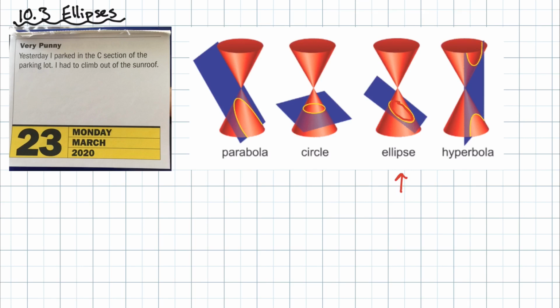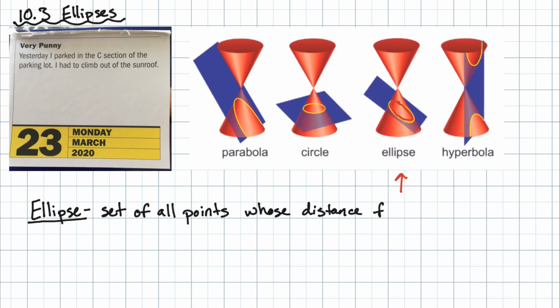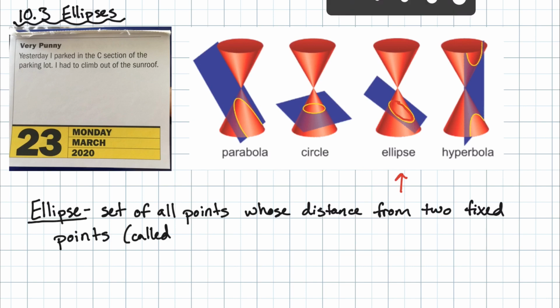So because we're talking about this not necessarily in a function setting, I want to give you a more geometrical definition of what an ellipse is. Ready for this? An ellipse is the set of all points whose distance from two fixed points, which are called the foci, or foci.